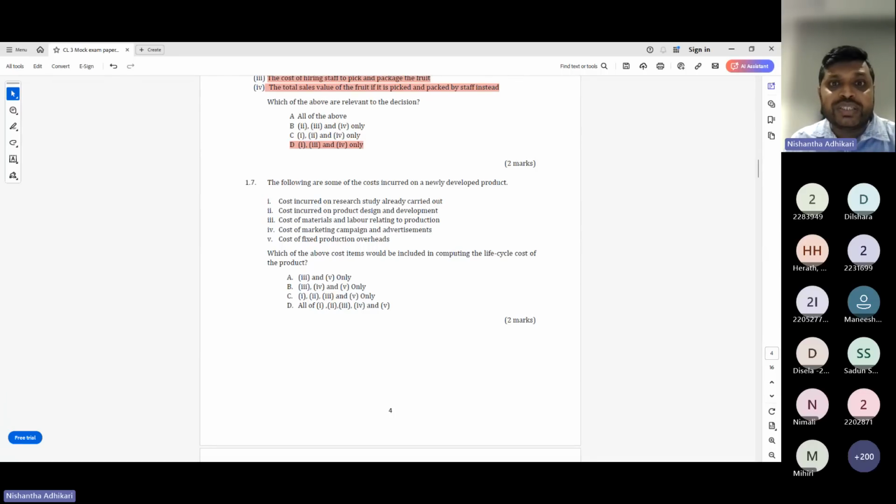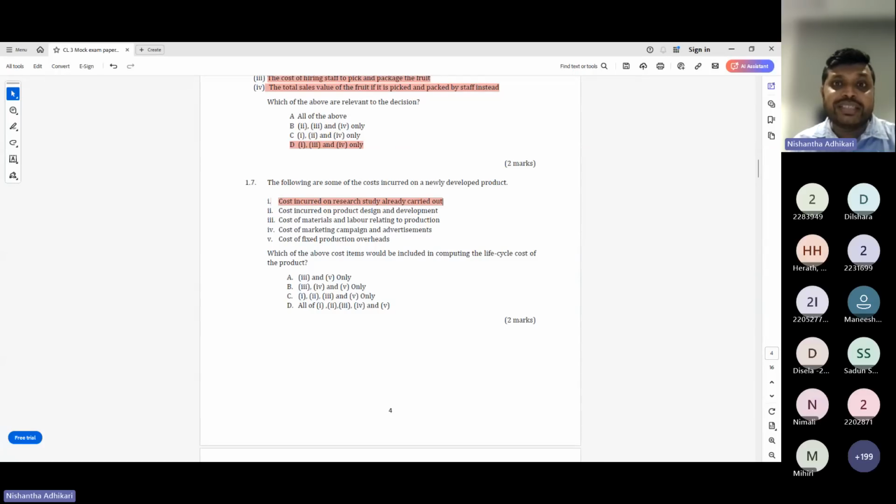Cost incurred on research study already carried out. Someone might think it should be ignored since it is already incurred. No, it has to be considered. It is not a sunk cost because when we are making a life cycle cost, you have to recover all the cost associated with the product.